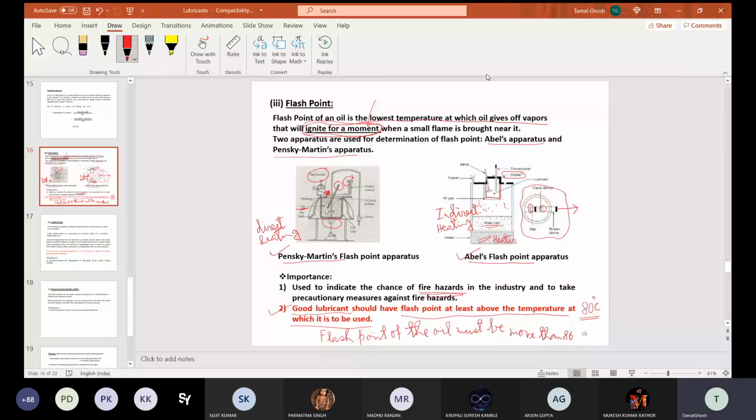Okay, so that is the thing. If, say, 80 degrees Celsius, suppose you need to use the lubricant, so the flash point, the oil that you are going to consider or use, that oil must have a flash point of more than 80 degrees. Okay, then only we can avoid fire accidents. So this was our flash point.